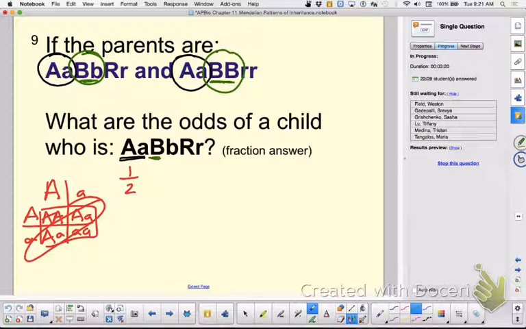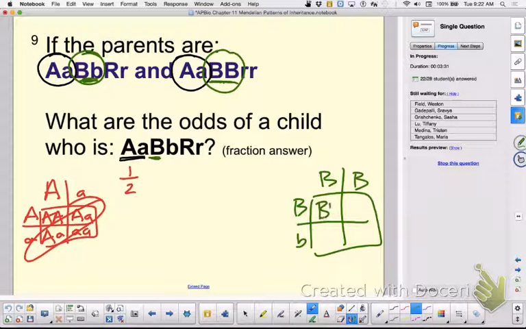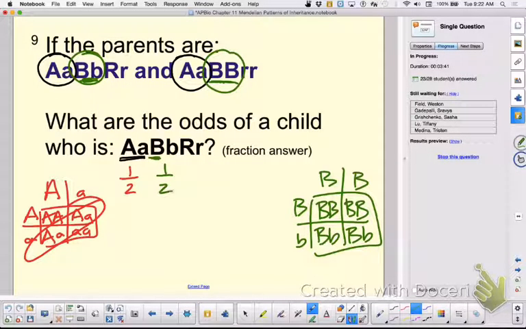Okay, so let's do the b's. Okay, so I've got big B, little b, crossed with big B, big B. Big B, big B, big B, big B, big B, little b, big B, little b. So how often is it going to turn out big B, little b? 1/2. You got it? Come back.